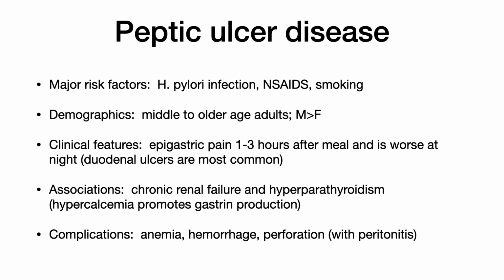You can get chronic renal failure and hyperparathyroidism. It says hypercalcemia promotes gastrin production. Basically, if somebody has hyperparathyroidism, they're going to have hypercalcemia, and that's going to promote gastrin production, which is going to produce more acid, which is going to lead to the risk for peptic ulcer disease. So obviously, they can bleed. They can bleed over time and be anemic. They can bleed all at once and become hemorrhagic, and then it can perforate through the wall of the stomach, and it can lead to peritonitis.